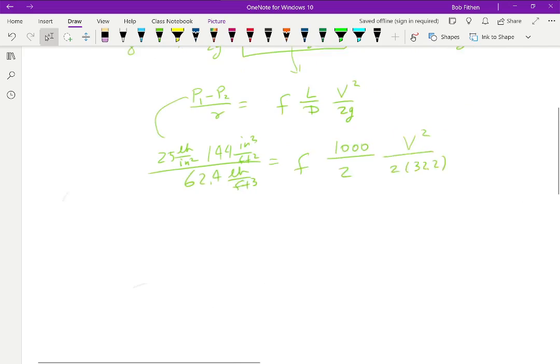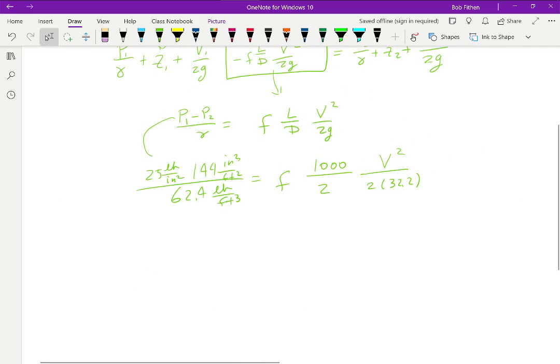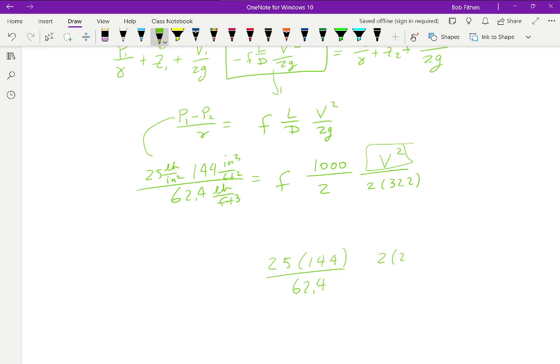Now, I already copied this diagram here. I'll make use of that in a second, but for the time being, I've got to basically solve for this. So when I end up with this 25, 144, 62.4, move everything across, I get 2, 2, 32.2. This came from right here. And then I had 1,000. That came from up here. And then I had an F buried with it. And so I end up with something like this.